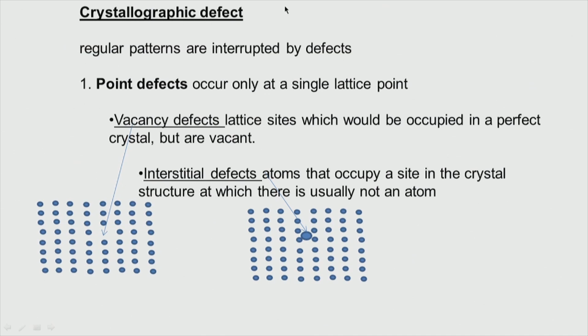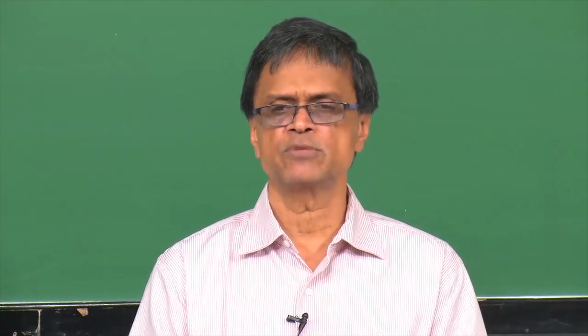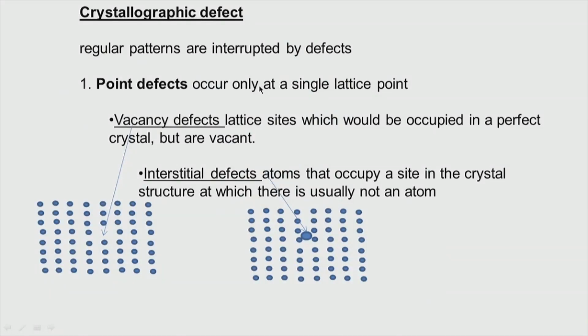Crystallographic defects. Crystals, as we said, form uniformly, but there are always chances of defects, because as the crystal keeps forming and forming, mixing takes place and the atoms come closer to each other and the crystal starts growing, so there could be defects. There are things called point defect, plane defect, and so on.